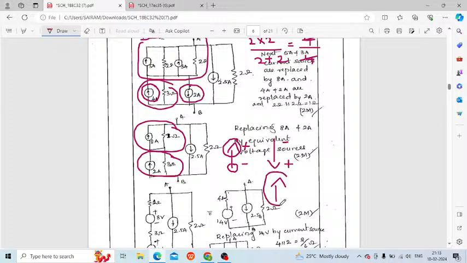So you have to subtract. So when you subtract, you get 2 ampere, and see, 2 ampere again they have written. This direction they have taken. Why this direction they have taken for the 2 ampere?